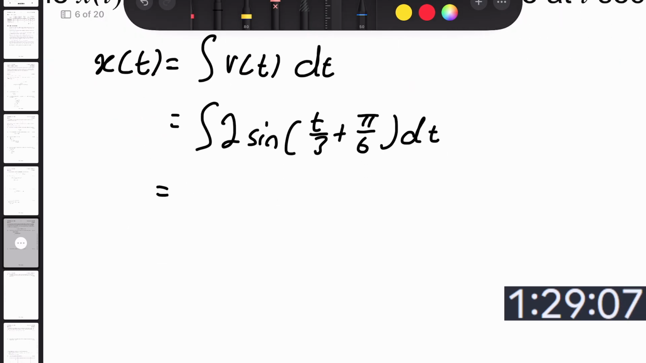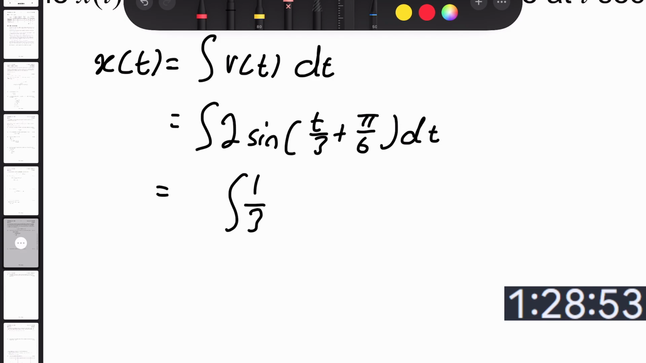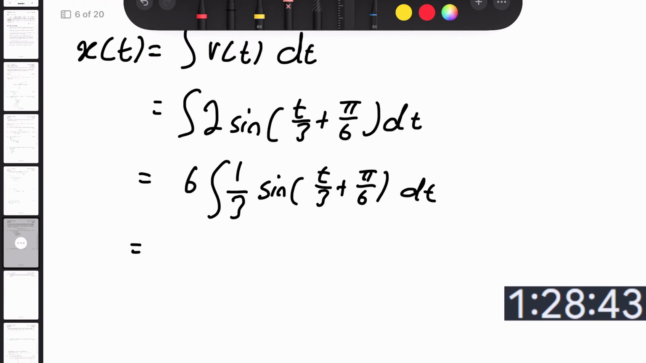So I need to find my appropriate scalar multiplier. I'm going to pull this 2 out, and I can see that I'm going to want a 1 on 3 on the inside. So on the inside I'm going to have a 1 on 3, and outside I'm going to have a 2 times 3, which is going to be 6. And it's just going to be sine of t on 3 plus pi on 6 dt. So then there's just going to be 6.